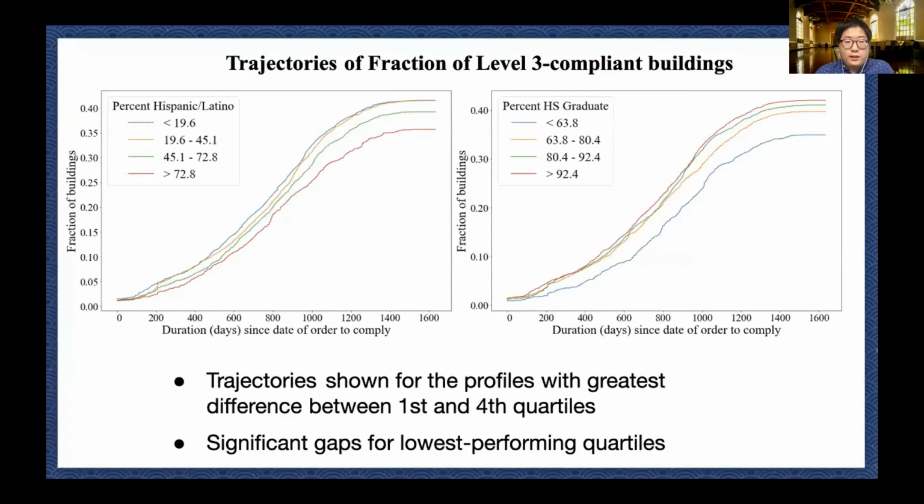In addition to looking at the duration to achieve retrofit, trajectories were also generated by plotting the proportion of fully retrofitted, or basically compliance level 3 buildings, against time. And these were done for the 6 profiles previously discussed, but only the 2 plots with the greatest duration difference between the 1st and 4th quartiles are shown. And I think one key thing worth noticing here is that the quartile with the highest Hispanic Latino population, or the one with the lowest high school graduates, are lagging behind, as can be seen in the red and blue curves. And the differences are 10.1 and 13.6% respectively.